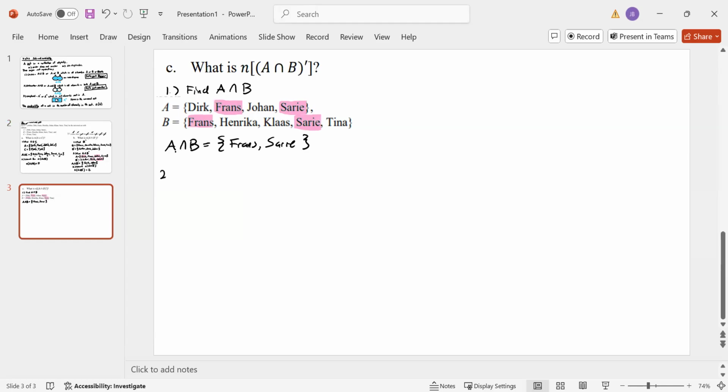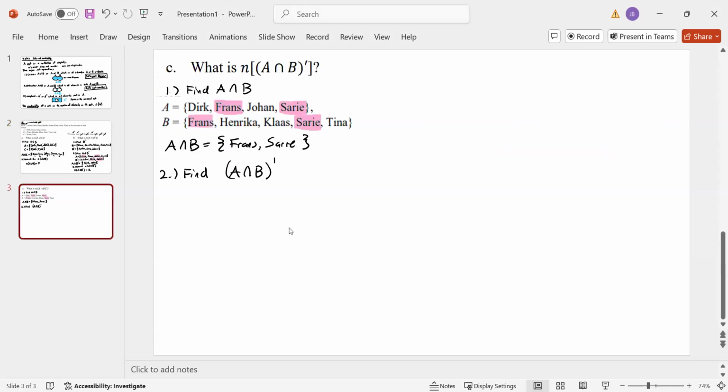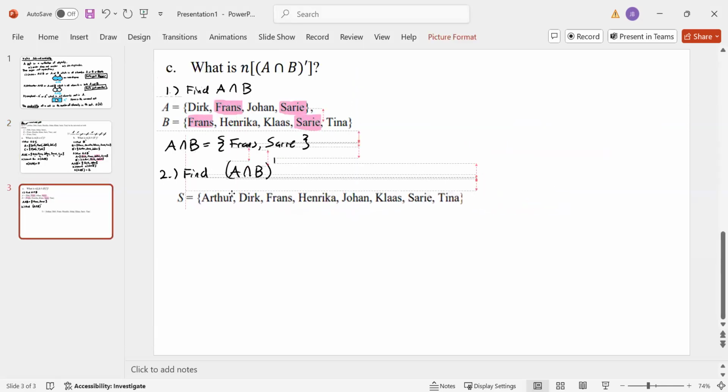And then step 2 is to find the complement of that. So A intersect B, complement. Okay. Now, fun fact, there actually is a way of distributing that complement, and it actually has a name. It's called De Morgan's Law. So he was a famous mathematician in set theory, and he actually figured out a way of distributing the complement.